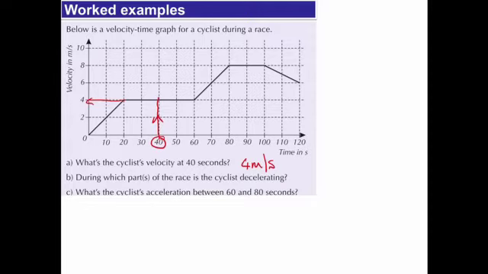B, during which part of the race is the cyclist decelerating? There's only one part. We're looking for a line that slopes downwards. And we'll say from 100 to 120 seconds.